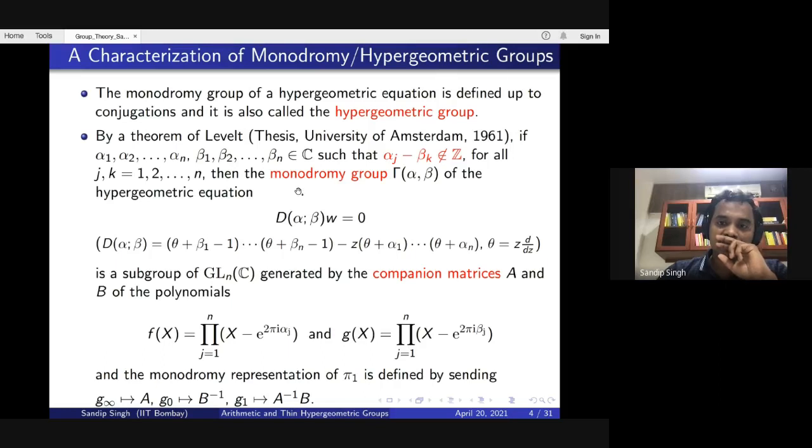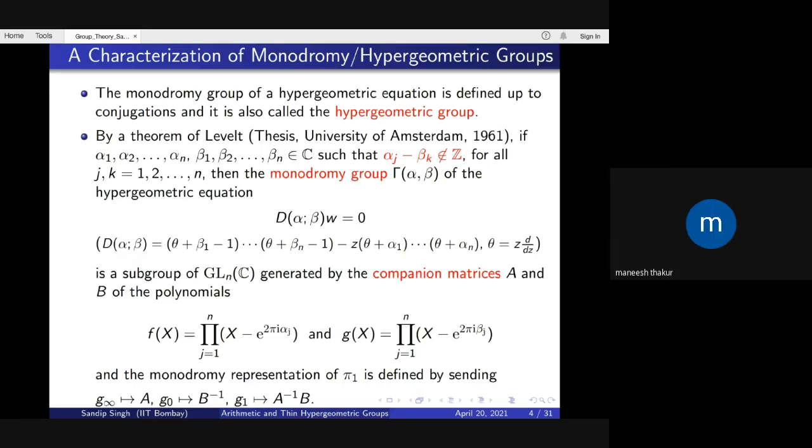Right? And the only restriction is that this characterization holds whenever, for this differential equation, alpha_j minus beta_k is not an integer for any j, k varying from 1 to n. And this condition ensures that these two polynomials F and G are coprime. They should not have any common root. So basically now the monodromy group of the hypergeometric differential equation is a subgroup of GL_n(C).